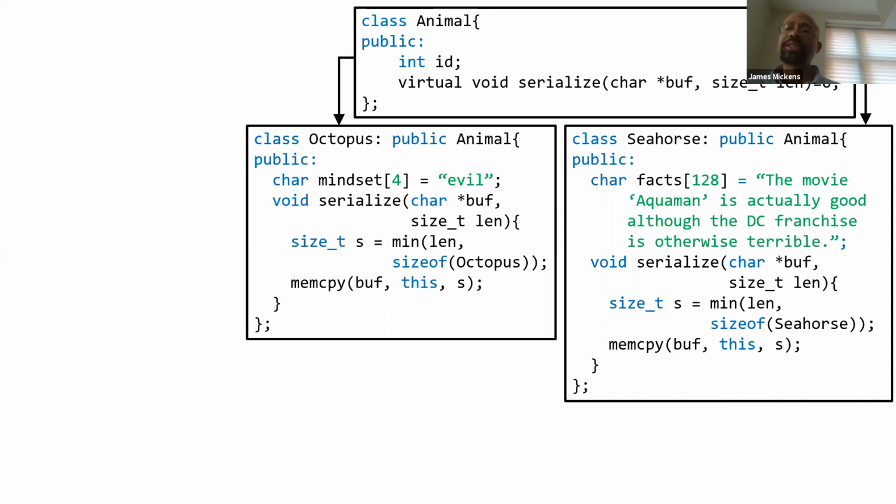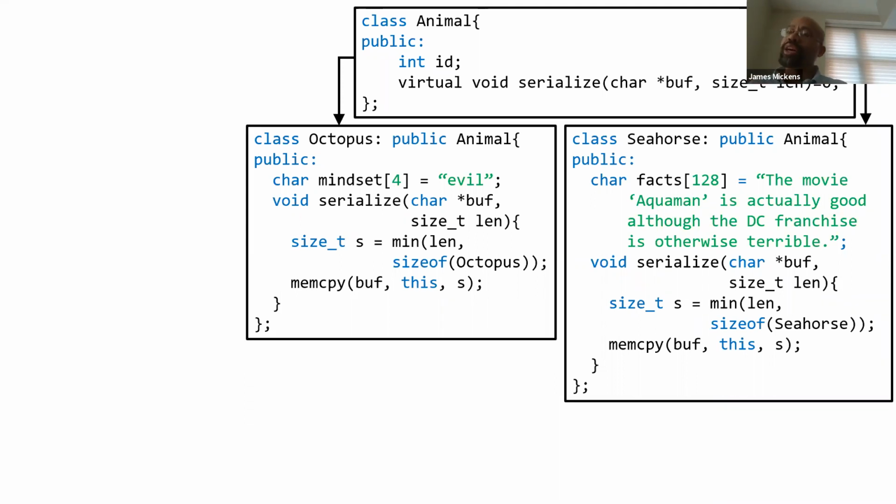So each one of these seahorses has a facts variable. Now note that the facts array is of size 128. And note that mindset, that array is of size 4. This will become very important later.